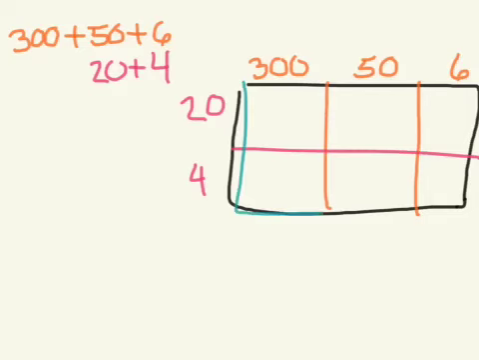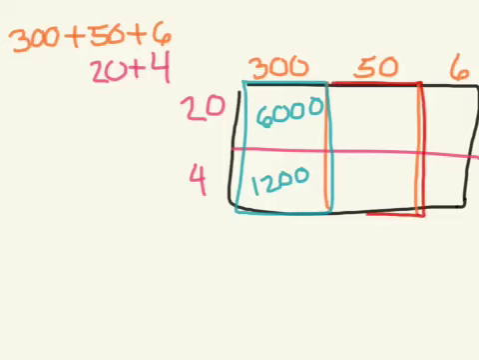The 300 takes up this whole column. So 300 times 20 is going to be 6,000. 300 times 4 is going to be 1,200. And again, I don't expect you guys to always do your math this fast. This is just for the sake of time. The 50 is going to take up this whole space. 50 times 20 is going to give us 1,000. 50 times 4 is going to give us 200.